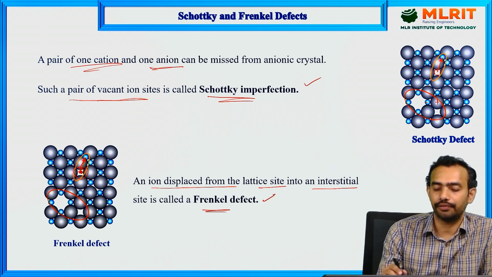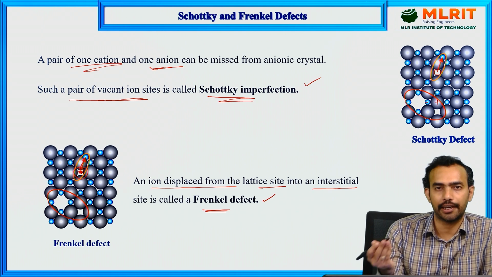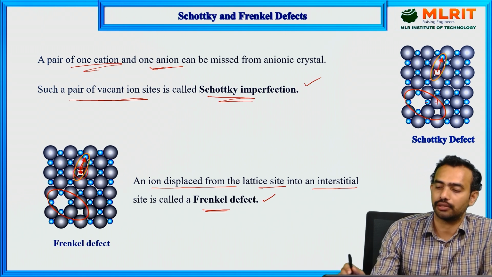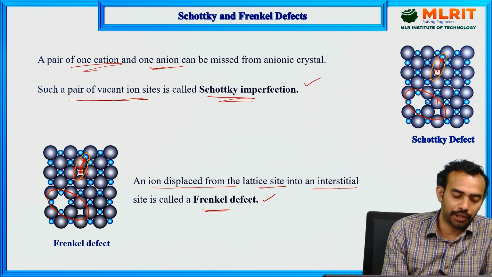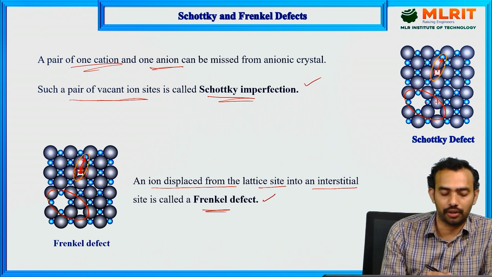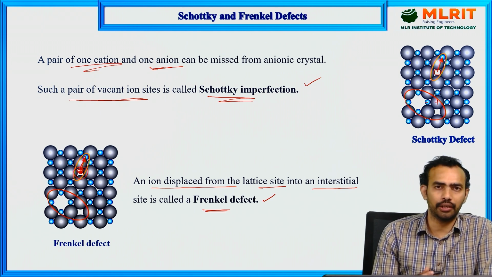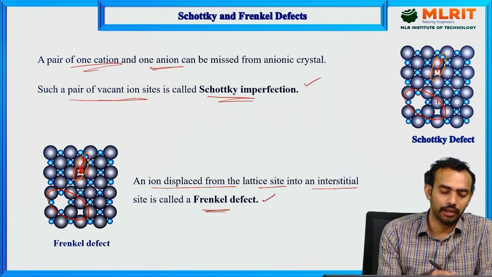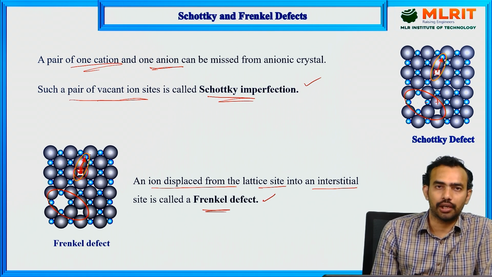So we have the Schottky defect, the pair of cation and anion vacancies. And we have a pair of vacancy and interstitial site arising from one type of ion. It could be a cation or an anion. That pair of vacancy and interstitial defect is called a Frenkel defect.